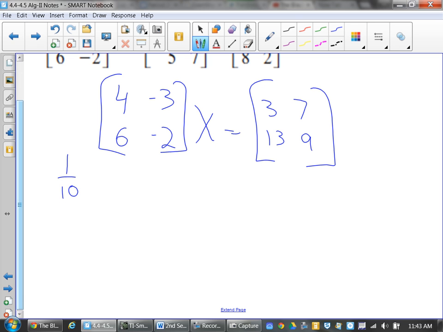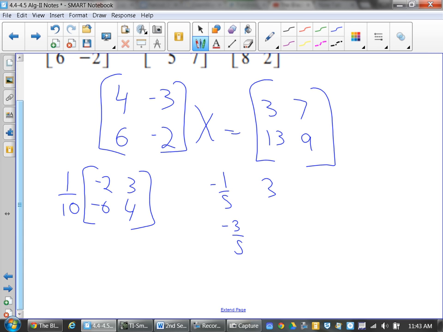So we have 1/10. Exchange-o, change-o. So my inverse is going to equal negative 1/5, negative 3/5, 3/10, and 2/5. Gross. It is gross.